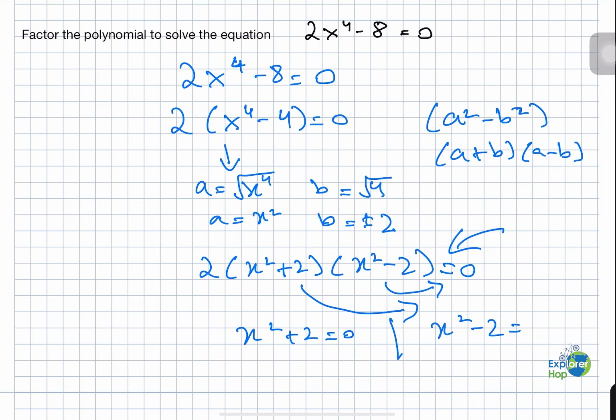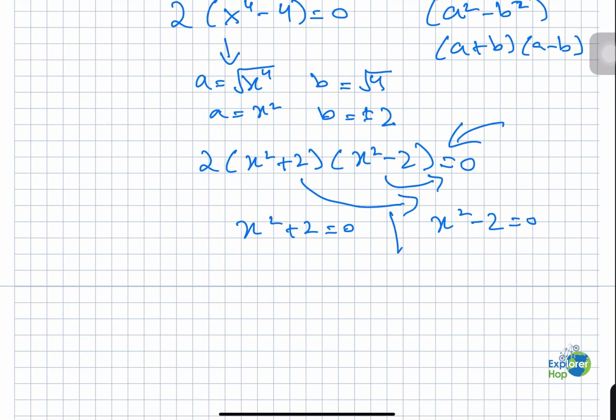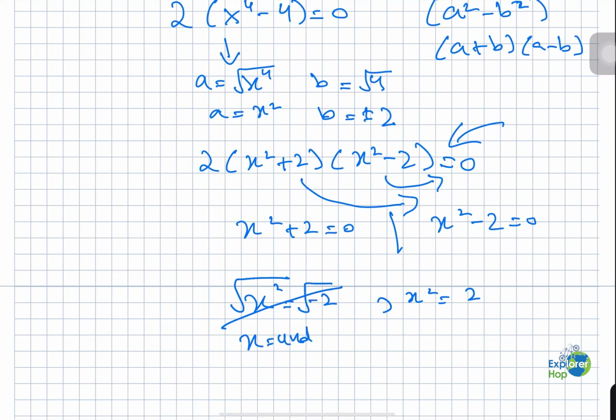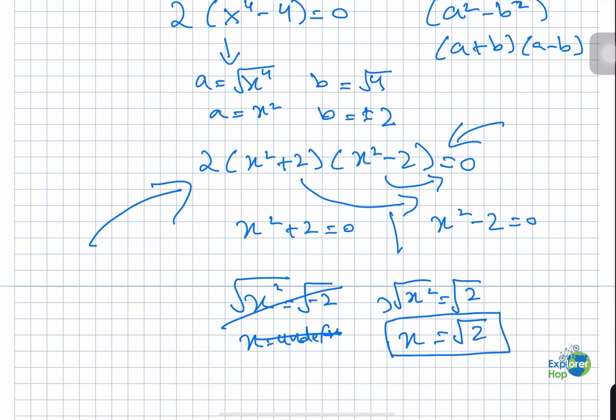x squared minus 2 equals 0, which gives us x squared equals minus 2 and x squared equals positive 2. Taking the square root on both sides, for minus 2 this is not possible, so x is undefined or not possible. And then we take the square root on both sides for the other, which gives us x equals root 2. That's our final answer, and this is our factored form.